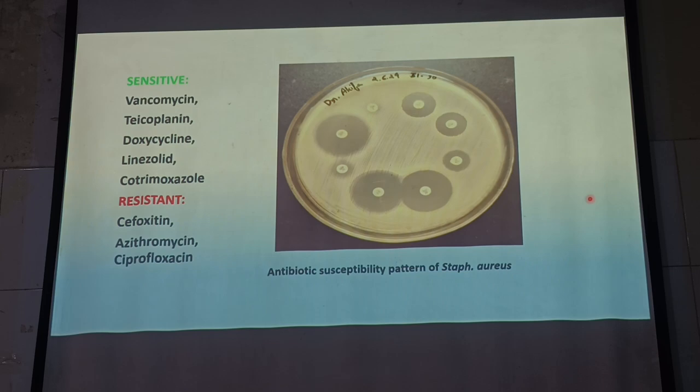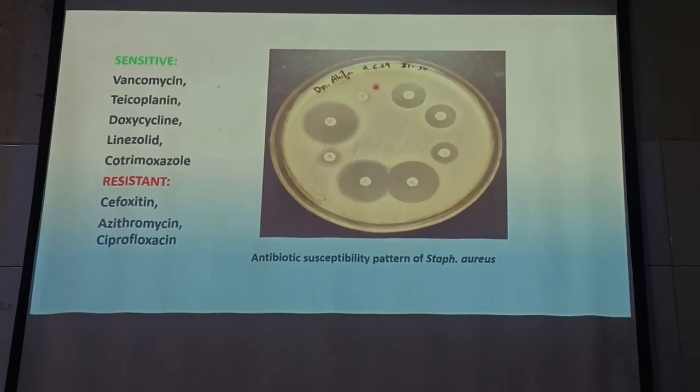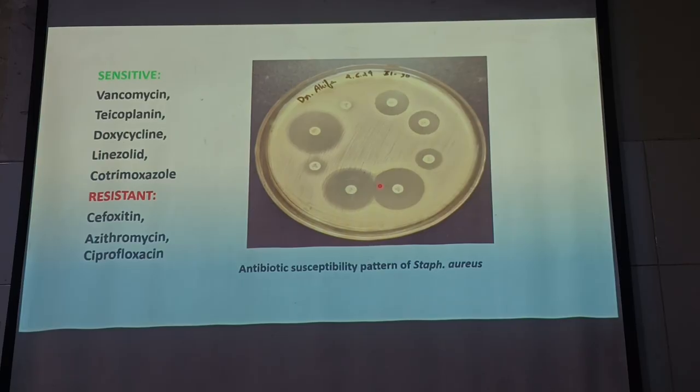This photograph shows the antibiotic susceptibility pattern of Staphylococcus aureus. Here three discs show no zone of inhibition. Resistant antibiotics are cefoxitin, azithromycin, and ciprofloxacin. Sensitive antibiotics are vancomycin, teicoplanin, doxycycline, linezolid, and co-trimoxazole.